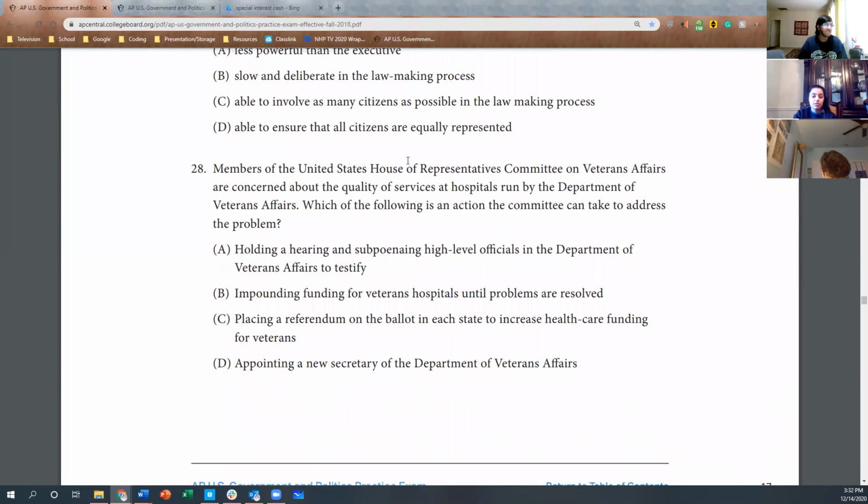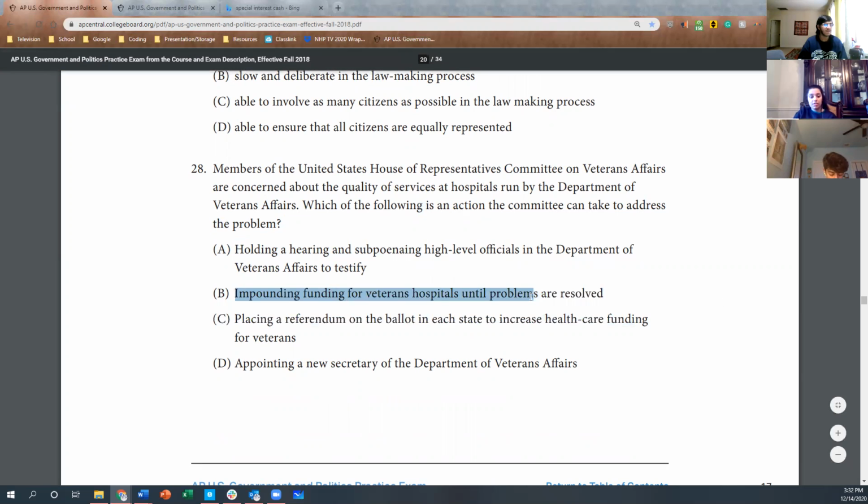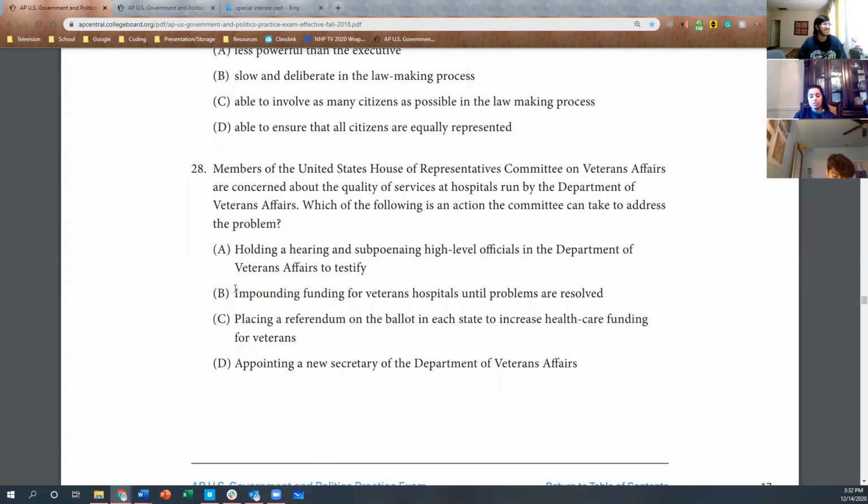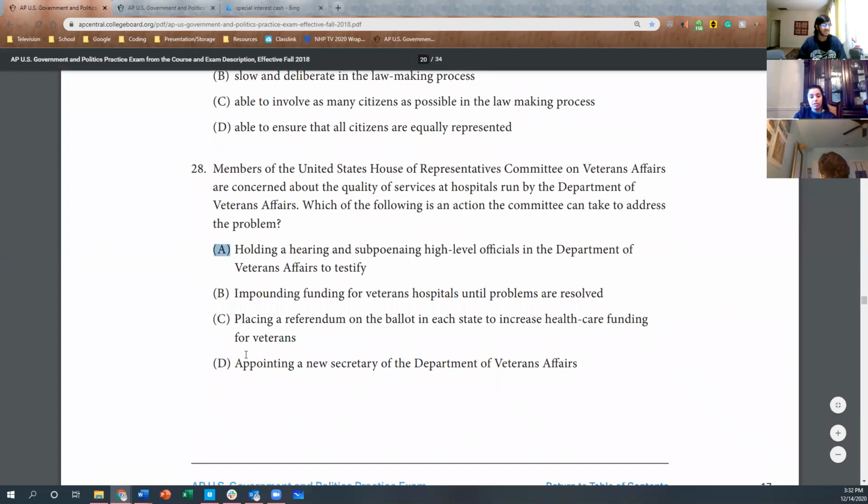Members of the U.S. House Committee on Veterans Affairs are concerned about quality of services at hospitals. Oh, we did this one. Okay. What can they do? Holding a hearing and subpoena. That looks like it's right, but I don't know. Impounding funding. No, they can't do that because that's the Ways and Means, no, that's the other committee that has to deal with it. I can't remember. Appropriations Committee, I think. Referendum in each state, no. New secretary, no. I think it's A, because this and D would be done by the president, right? Because secretaries are appointed by the president.